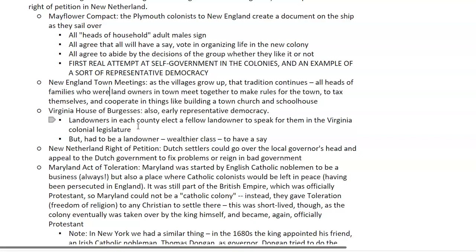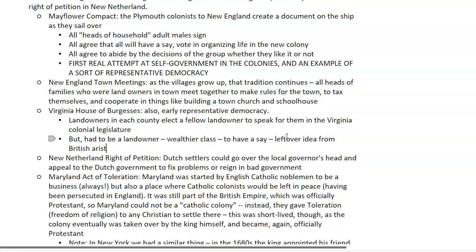Virginia House of Burgesses is also an early representative democracy. Landowners in each county elect a fellow landowner to speak for them in the Virginia Colonial Legislature, which is what the House of Burgesses was. But you had to be a landowner, the wealthier class, to have a say. Leftover idea from British aristocracy, the nobility, right?